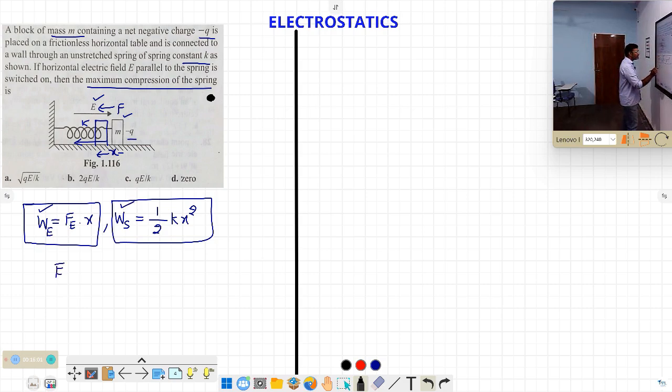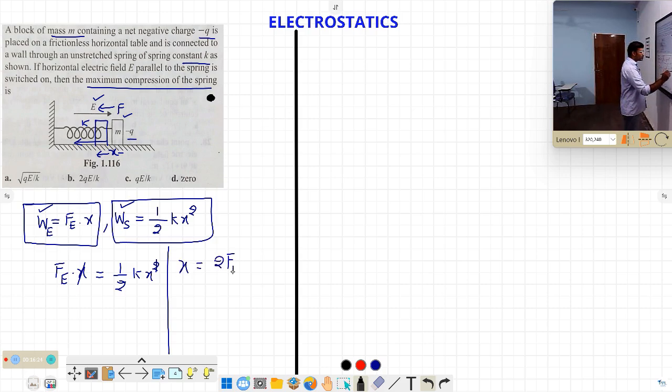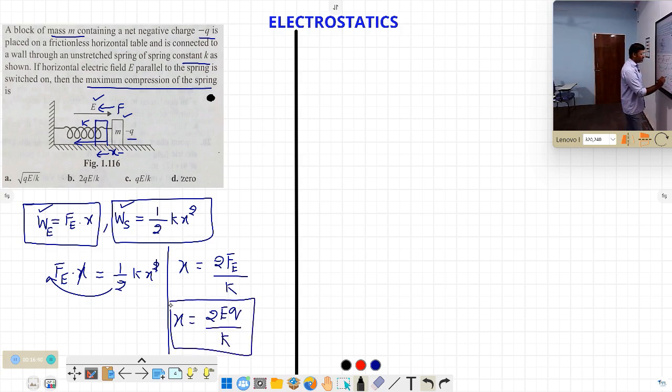So I can write here: force due to the electric field times x is equal to half kx squared, because that energy is completely transferred. However much is transferred, that much compression will be there. So in this case, x is the compression. One x cancels. They're asking to find the x value. After cross multiplying and rearranging, x equals 2 times the electrostatic force by k. What is the electrostatic force? The electrostatic force equals E times Q. So the answer for the question is 2EQ by K. So the second option, 2EQ by K, is the answer for this question.